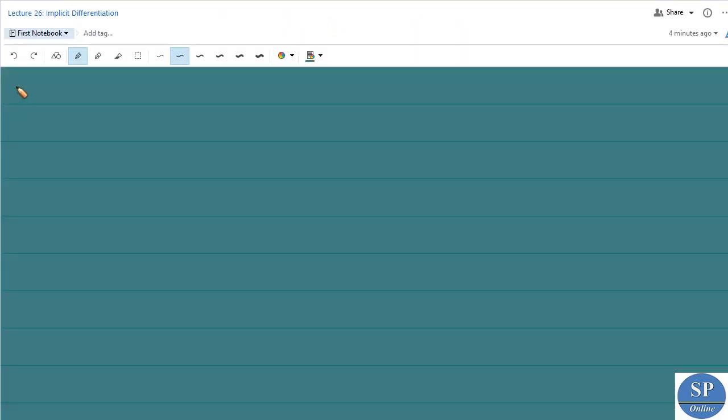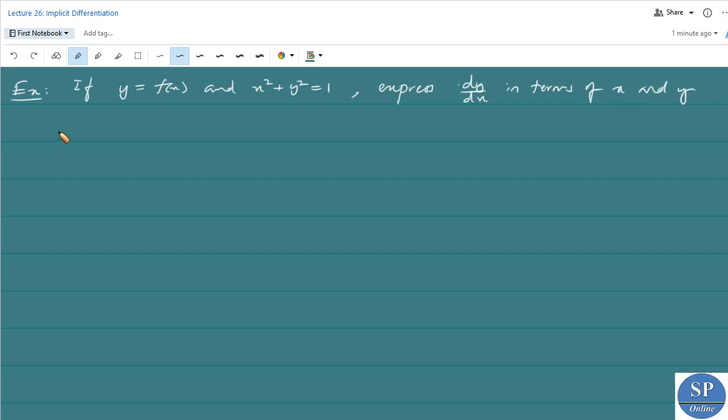We can discuss the method by an example. If y equal to f of x and x square plus y square equal to 1, express dy by dx in terms of x and y. So here we are given that y is a function of x and they are related by this equation x square plus y square equal to 1. Here we have to find the derivative y dash or dy by dx.